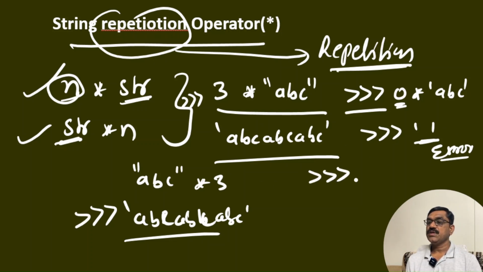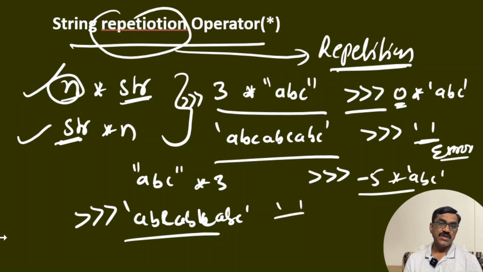For example, if we write a negative value, minus 5 into ABC, you can use negative values or 0 as well. When you write minus 5 into ABC, you will get only an empty string. This is how the string repetition operator works. So this is about string concatenation as well as string repetition.